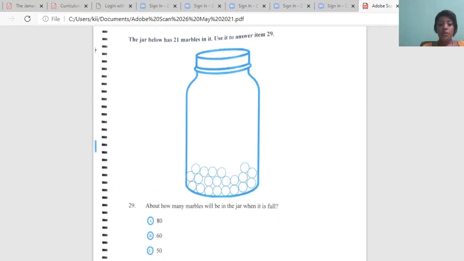So it already has 21, and it's not even half of the jar as yet. It really looks like a quarter of the jar. So 8 and 8, 16, 17, 18, 19, 20, 21. So I don't think it will have 40 or 50. I think it will have approximately 10 rows. So it's safe to say that there will be 80 marbles when the jar is full. Approximately 80. Let's go with A.